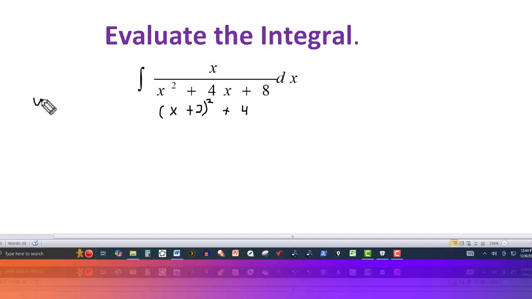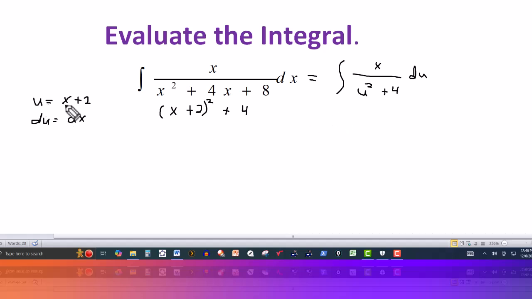Now I can let u equal x plus 2. Then the du would be the derivative of x plus 2, which is 1, or 1 dx. So this would equal, still got the x here, and then the dx is the same thing as du, and the denominator has x plus 2 squared, x plus 2 is u, so this would be u squared here, and I got plus 4. We can't have an x though, to complete this transformation. It has to be all variables involving u.